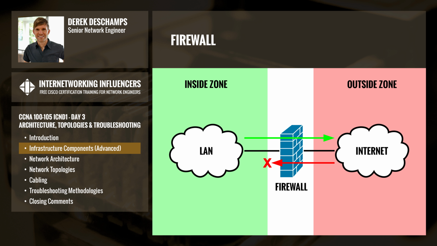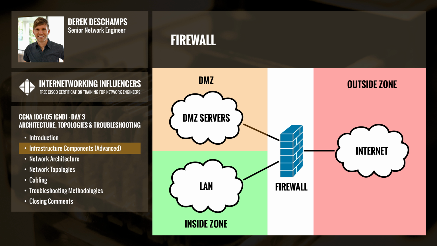We can then configure the firewall to allow traffic initiated from the inside zone to access the outside zone. However, deny traffic initiated from the outside zone from reaching the inside zone. This configuration will allow the local area network to access systems on the internet, however, deny anyone from the internet from accessing the local area network.